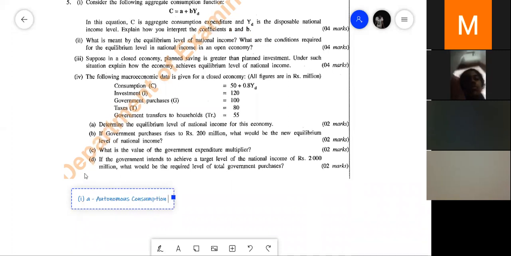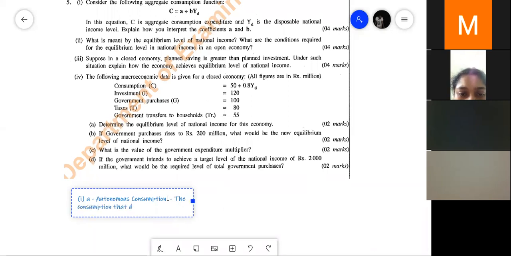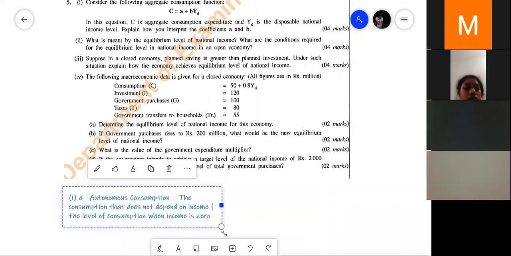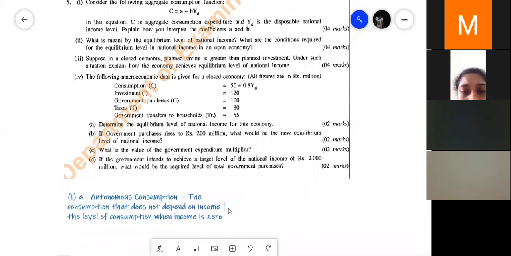What is autonomous consumption? Autonomous consumption means the consumption that does not depend on income. Or in simple terms, you can say the level of consumption when income is 0. That is your autonomous consumption. I'm not going to go into detail on what these components are. I'm hoping by now you all know these.